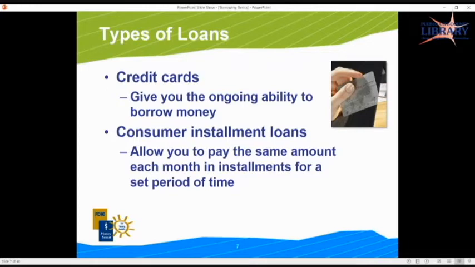So consumer installment loans. These loans are used to buy personal items for you and your family. It's called an installment loan because you pay the same amount each month in installments. One of the most common types of installment loans is a loan to purchase a car.